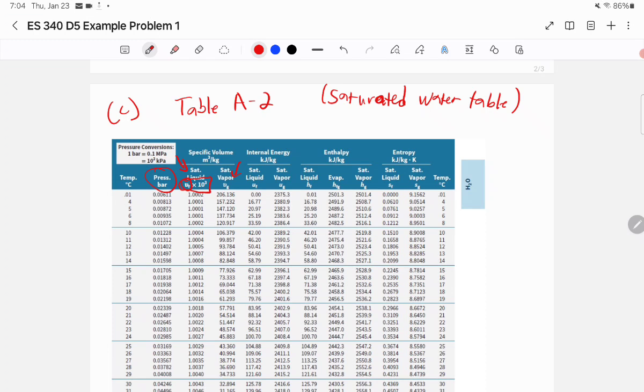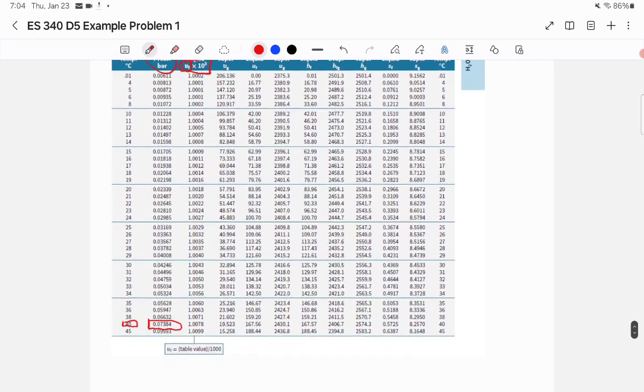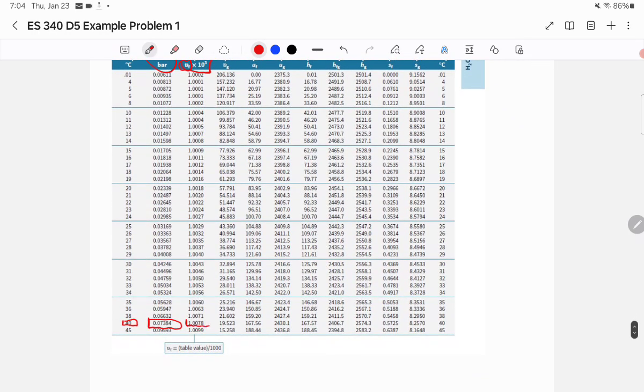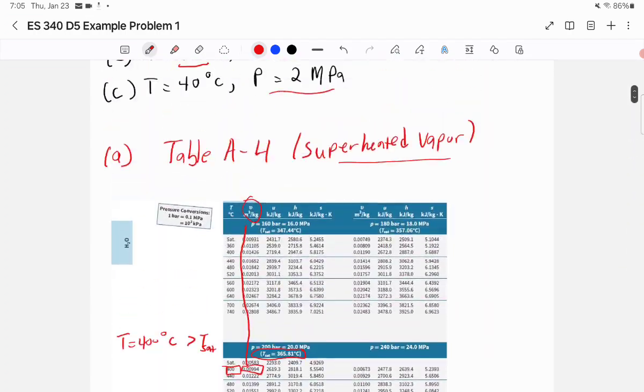And again, this one also has that. Notice that only the liquid side has the multiplied by 10 to the third, whereas the vapor side does not have that. So you have to be careful when reading these values. But only the saturated liquid value ends up being 1.0078 times 10 to the negative third. And I'm going to take that to be the value here.